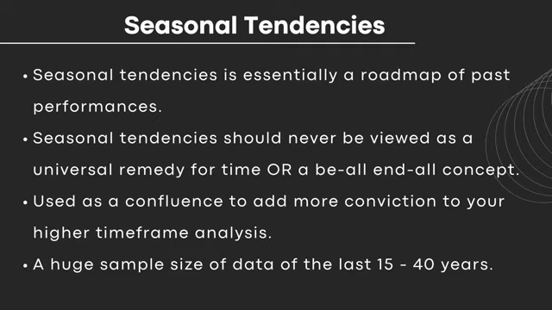So the basic definition I could give you for seasonal tendencies is that it's basically a roadmap of the past price action or past performance of assets and different markets, right? Now what I mean by that is that this particular concept takes past historical data from the range of 10 to 15 years all the way to 40, 50 years, and based off all of that data it shows us a particular theme in price action for different pairs and markets.